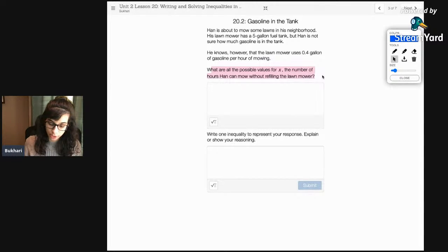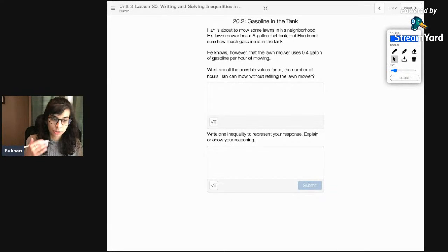figuring out what possible values of X are in the solution set, the number of hours that Han can mow the lawn without refilling the motor. Think about if he has a 5-gallon tank and the lawnmower uses $4 for every gallon of gasoline, how do we create our equation?